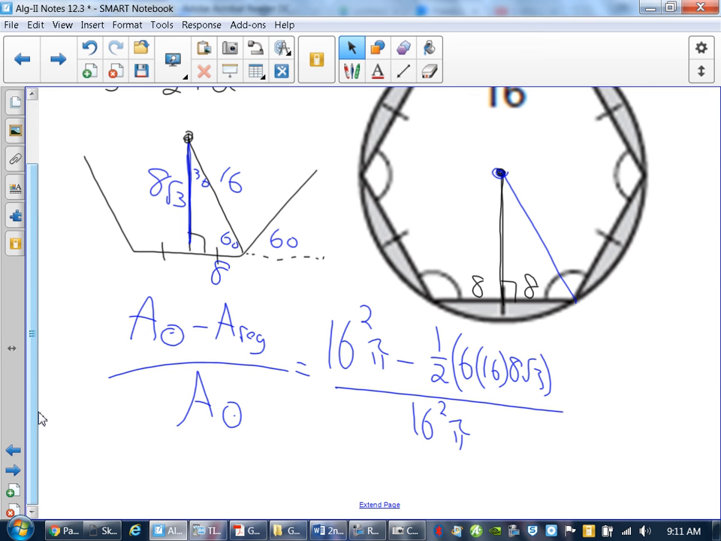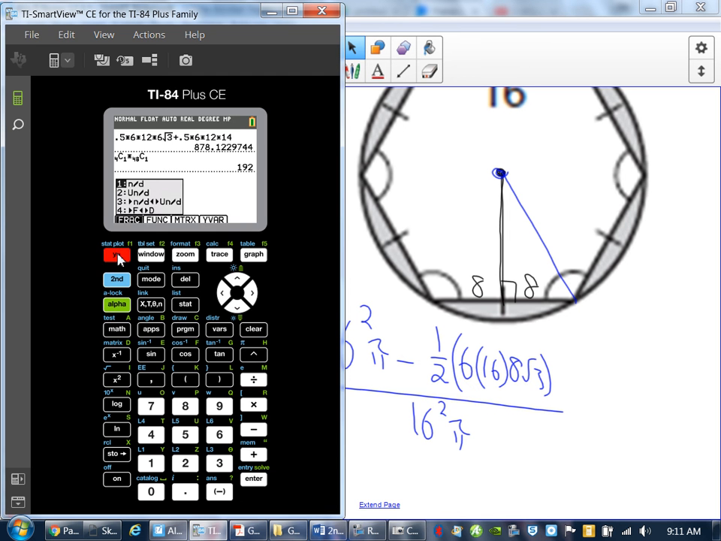So if you type all that through with a fraction bar, 16 squared pi, subtract 0.5 times 6 times the apothem. There's a pi button. It's right here, right above the caret symbol. Divided by 16 squared. Crappy number. 17.3%, or 0.173. So the probability that you would land in the shaded region is 17%.